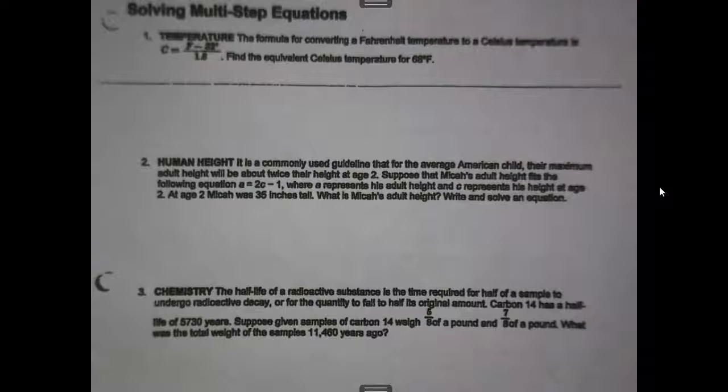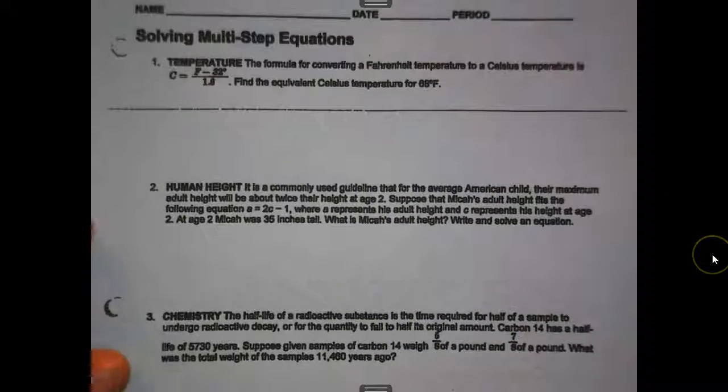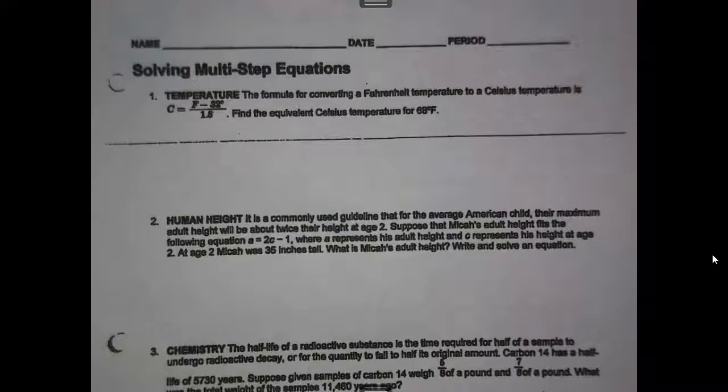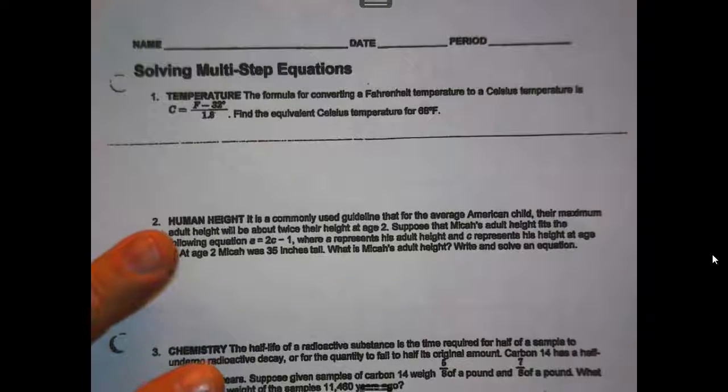Let's look at number 1. Again, this is 2.1, the topic is solving multi-step equations with reciprocals. In other words, we're flipping fractions. Right, Dominic? Yes, Mr. D. That's what we're doing.